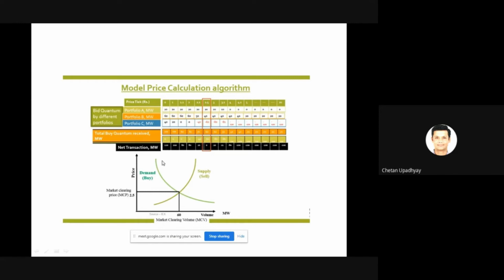And after that, there is a program, as I said, the algorithm is there, which is going to give you the demand and sell, and the intersection is going to decide the market clearing price. So how is this IEX app working? Okay, so the IEX app is working with this, but there are some limitations.